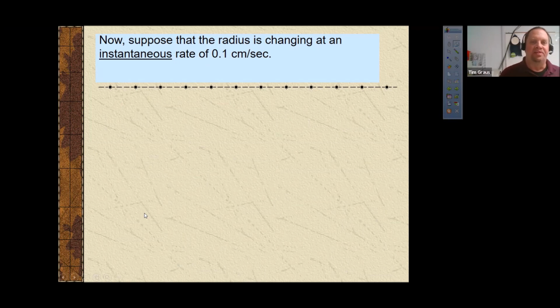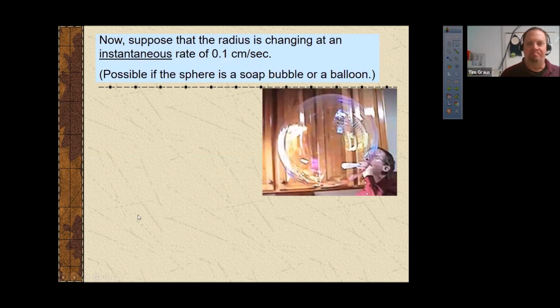Let's see how we might use this concept in a problem. Suppose the radius of our sphere is changing at an instantaneous rate of 0.1 centimeters per second. So unlike the other problem that we started with, now we're given a rate of change, not an amount of change. This could be possible if you're maybe blowing up a soap bubble or a balloon or something.